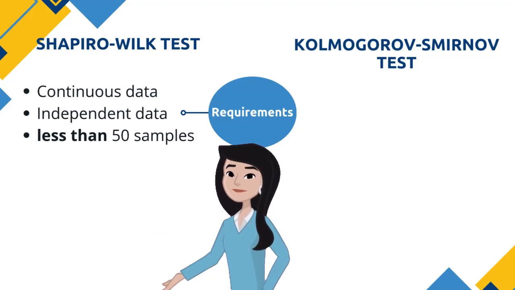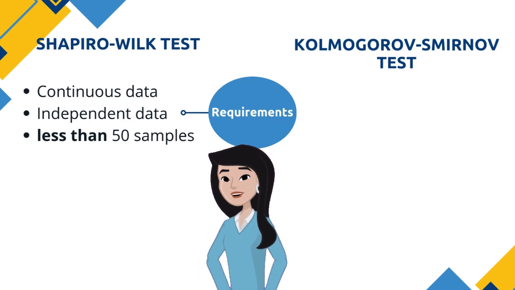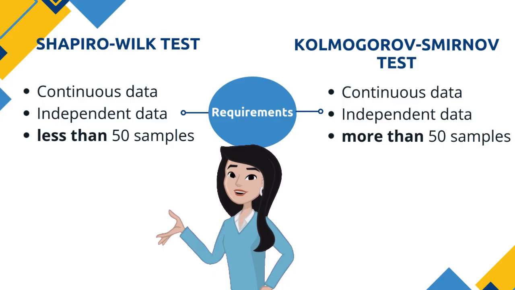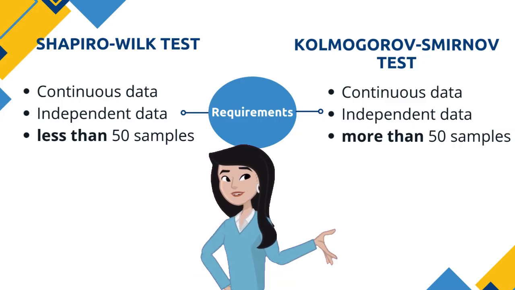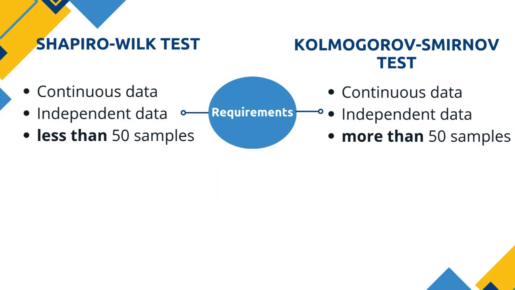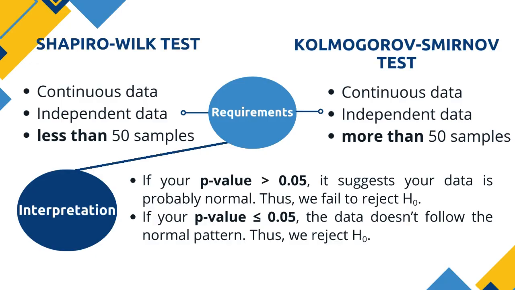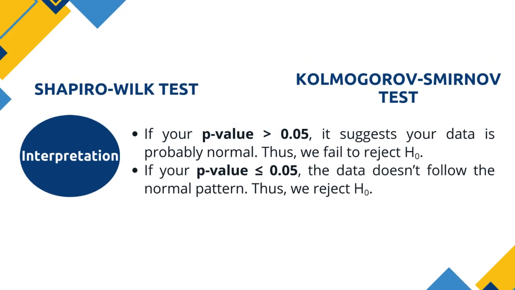Shapiro-Wilk is best for small to medium samples, ideally less than 50 observations, and assumes continuous and independent data. KS test works better with larger datasets, typically 50 or more, and is more suitable when data don't contain many identical values. Like Shapiro-Wilk, it also assumes continuous data. Finally, their interpretation follows the same basic rule. If the p-value is greater than 0.05, we fail to reject the null hypothesis, meaning the data do not significantly deviate from normality. If the p-value is less than or equal to 0.05, we reject the null hypothesis, suggesting the data are not normally distributed.